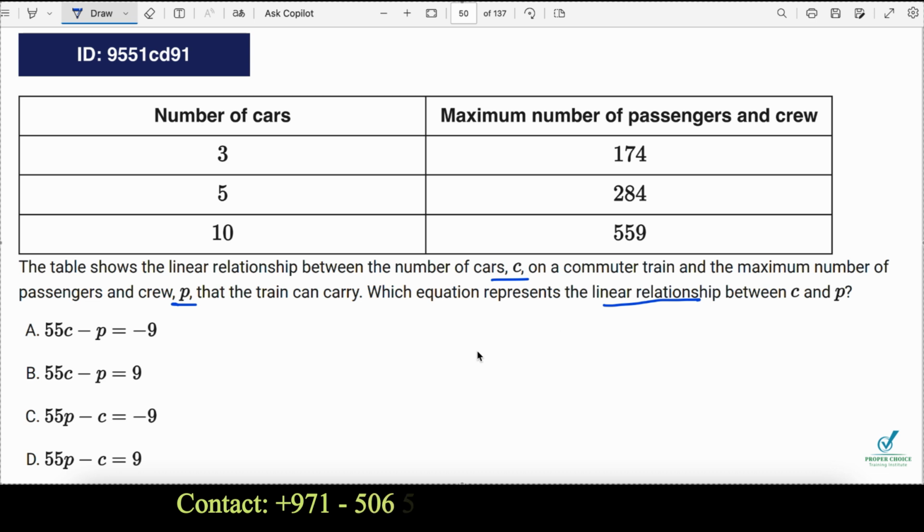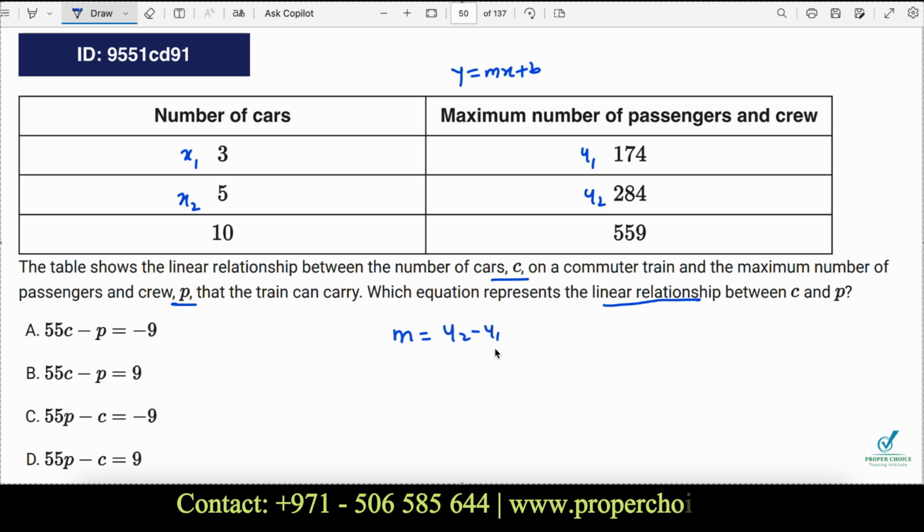So what is the general form of a linear equation? We write y equals mx plus b. Find the slope and the initial value, and that equation can be rearranged to get any of the options. While finding the slope, first let me assign this as x1 and this value as y1. Let me take the other as x2, y2. So I can find the slope as y2 minus y1 divided by x2 minus x1.